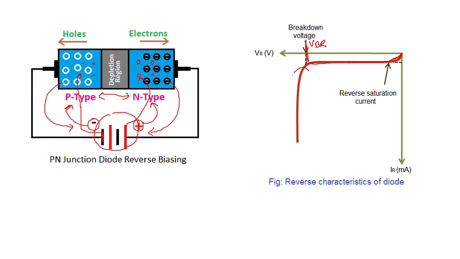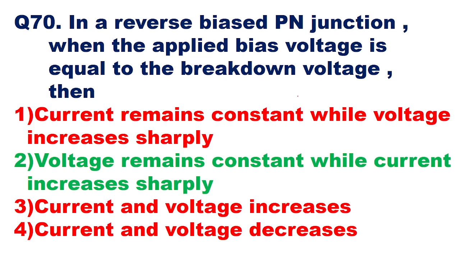So here you can see a large amount of current is going to flow because of minority charge carriers at a breakdown voltage which remains constant. That means the voltage applied is remaining constant, whereas the current which is flowing is increasing. Therefore, out of these options, option number 2 will be the right answer, which says that in a reverse bias PN junction, when the applied bias voltage is equal to the breakdown voltage, the voltage remains constant while the current increases sharply.